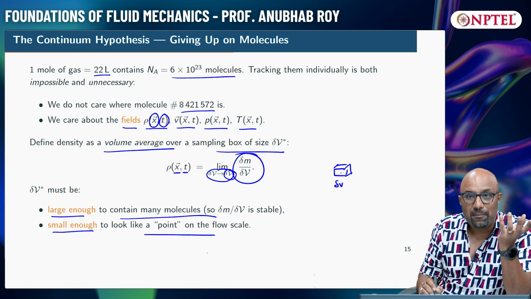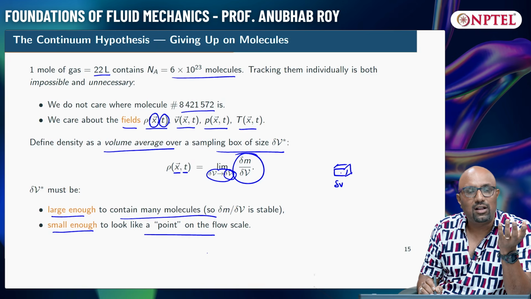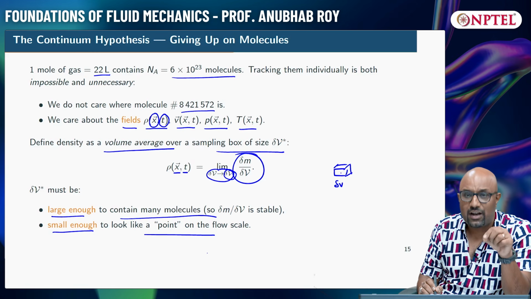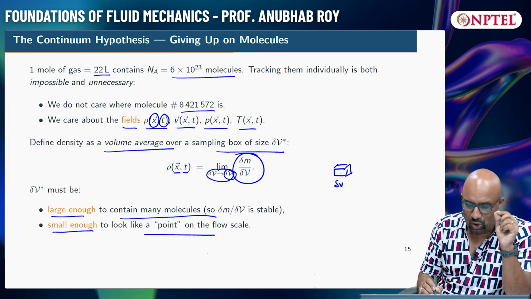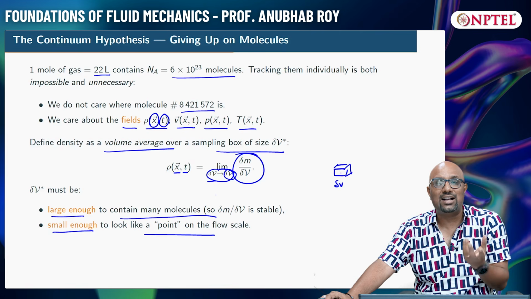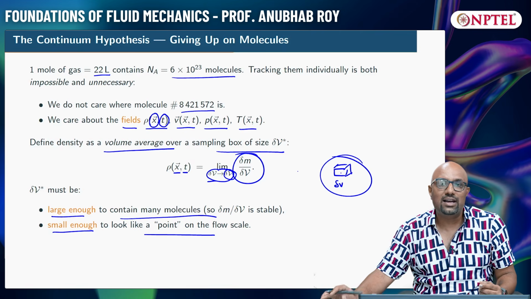What is the flow scale? If I am thinking of designing a pipe to transport water inside my house, at the scale where I am observing all the motion, there is a point that I can mark, and that point should be able to define things. I can define a flow rate, a velocity, a pressure. So I shrink this delta V such that I can define a point, yet it is large enough, which means this volume contains many molecules.